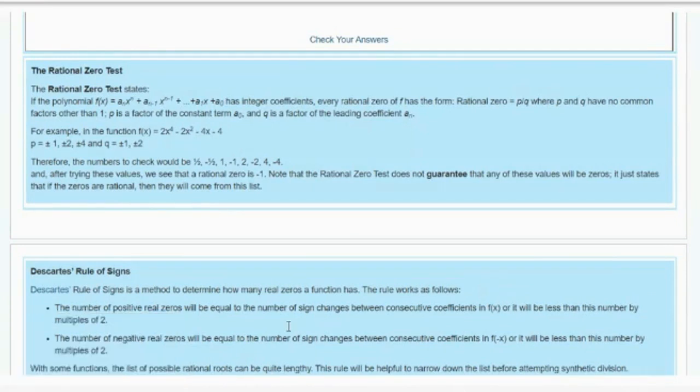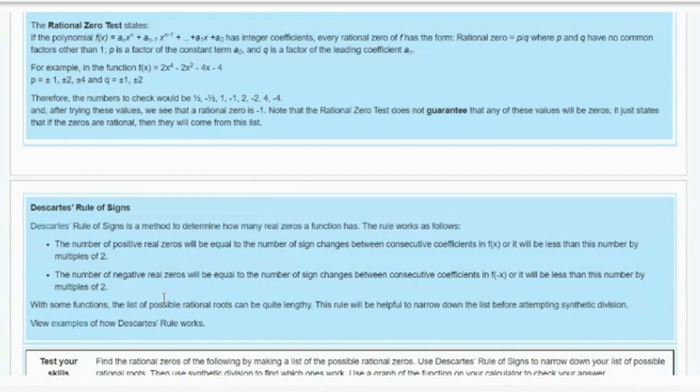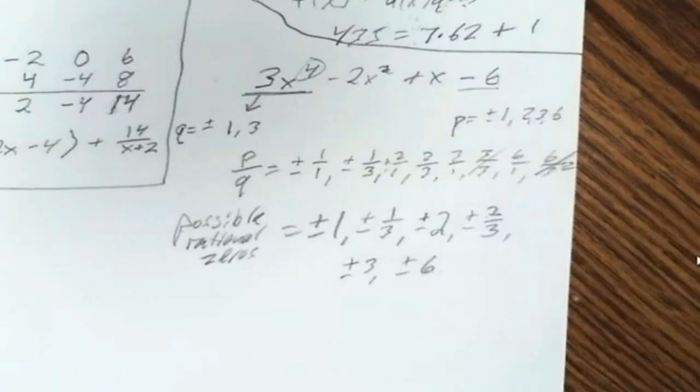Well, let's get to Descartes' rule of signs first. What Descartes says is this is a method to determine how many real zeros a function has. And here's how it works. The number of positive real zeros will be equal to the number of sign changes between consecutive coefficients in f of x, or less than this number by multiples of 2. All right, we're like, okay, Mr. Brock, what in the world are you talking about with that? Well, let me show you.